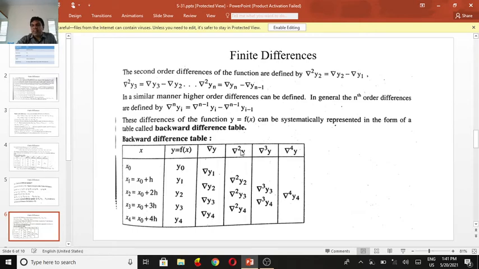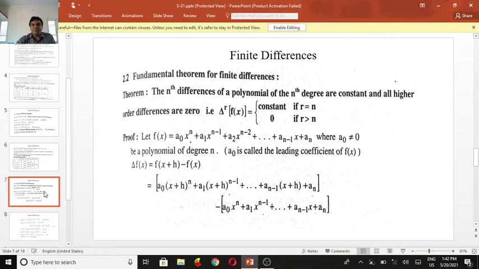Similarly, the second order operator, we can write del square. So delta y2 minus delta y1 we can write del square y2. So delta y3 minus delta y2 we can write del square y3. So delta y4 minus delta y3 we can write del square y4. Again, if we take the third order, del square y3 minus del square y2 we can write del cube y3. Again, del square y4 minus del square y3 we can write del cube y4. Again, take this difference, del cube y4 minus del cube y3, we can write del raised to 4 y4, etc.